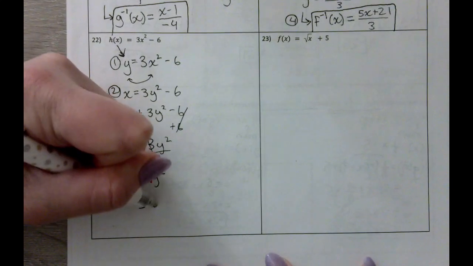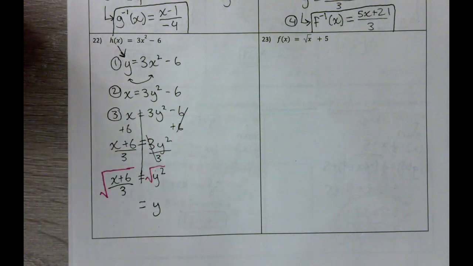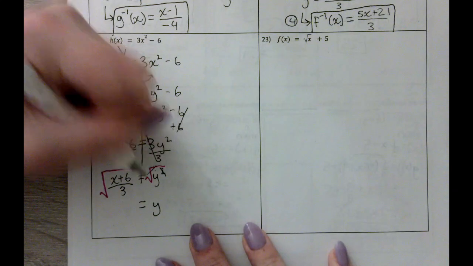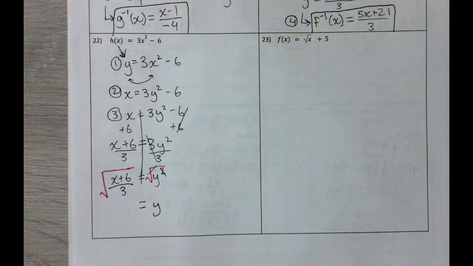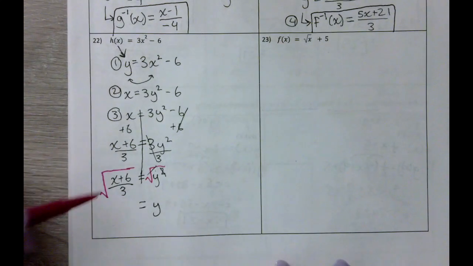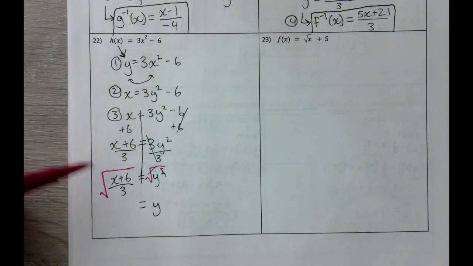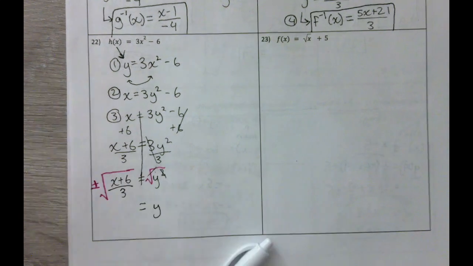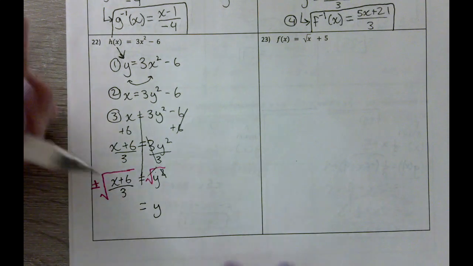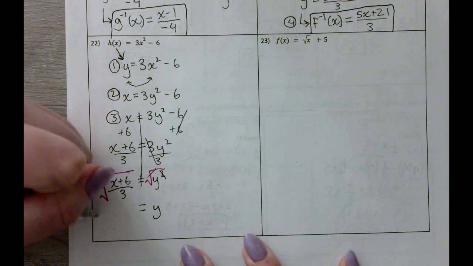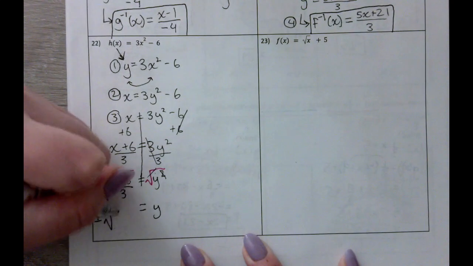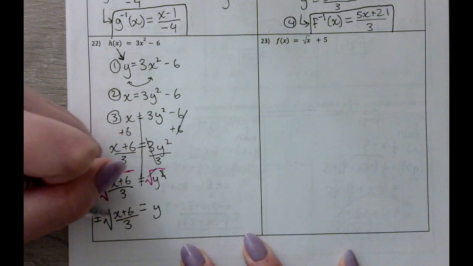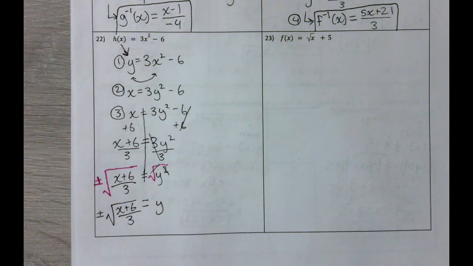So we have y on the right because the square and square root cancel each other out. So the square root's gone. Now remember, when you square root both sides of an equation, the side that keeps the square root also gets a plus or minus sign in front of it. This creates two answers. This was really important back in Unit 4. So now I have plus or minus square root of x plus 6 over 3 as my full inverse equation.